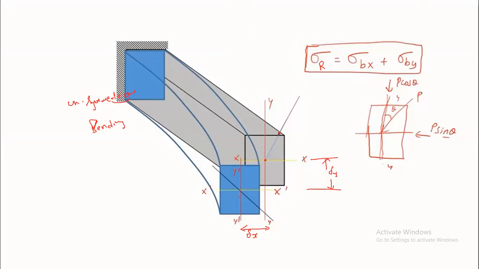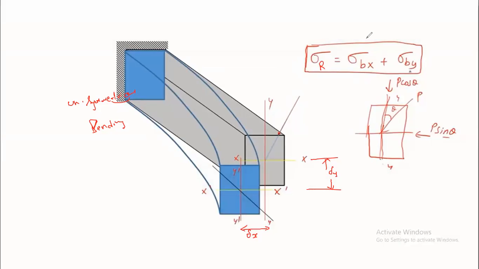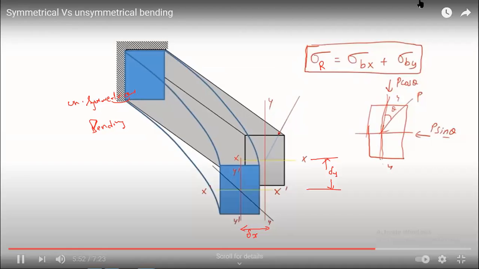Now, suppose if you take an unequal, otherwise it will produce, in addition to bending, it will also produce torsion. Okay, 1 second, guys. I would like to share one point here. If you add these things together, you can find out stress.